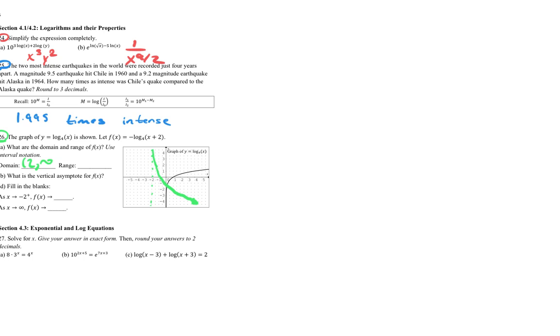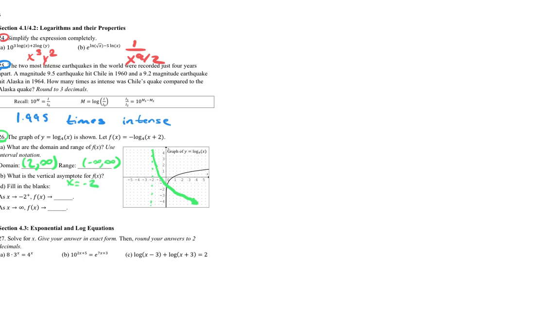So our domain is -2 to infinity, and then our range is going to be -infinity to infinity, because there are no holes or anything like that. So our range is -infinity to positive infinity. So what are the vertical asymptotes for f of x? So for f of x, our vertical asymptote is right here, which aligns with x equals -2.